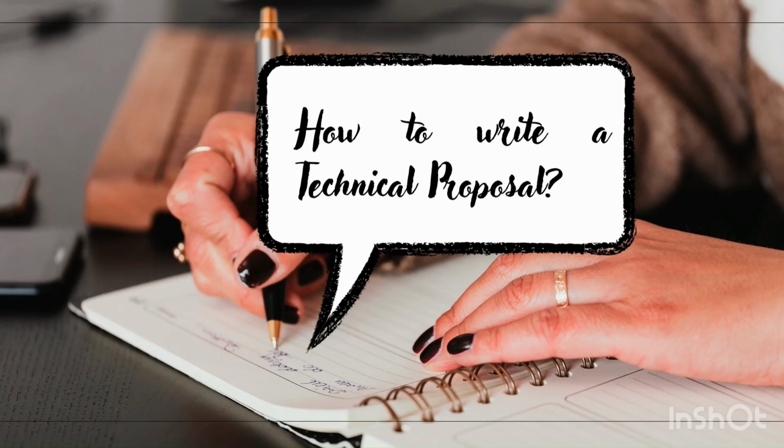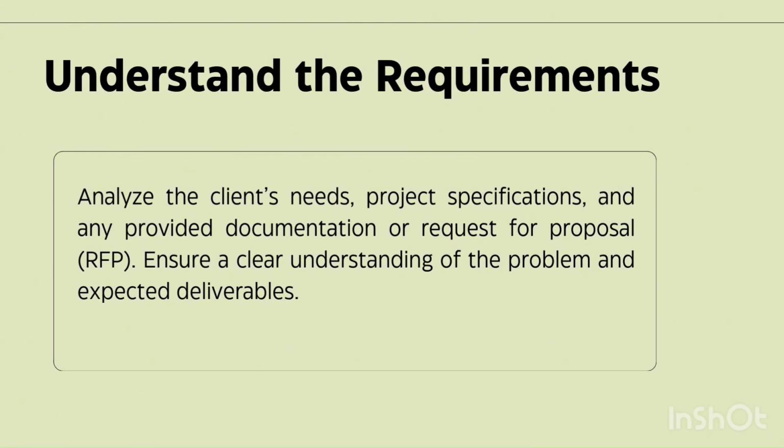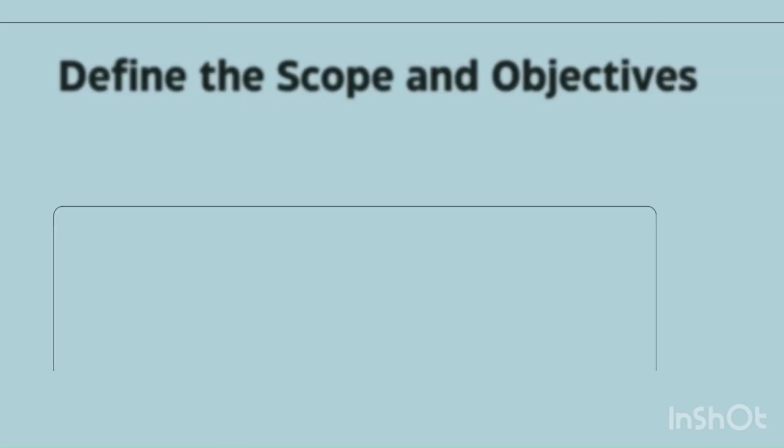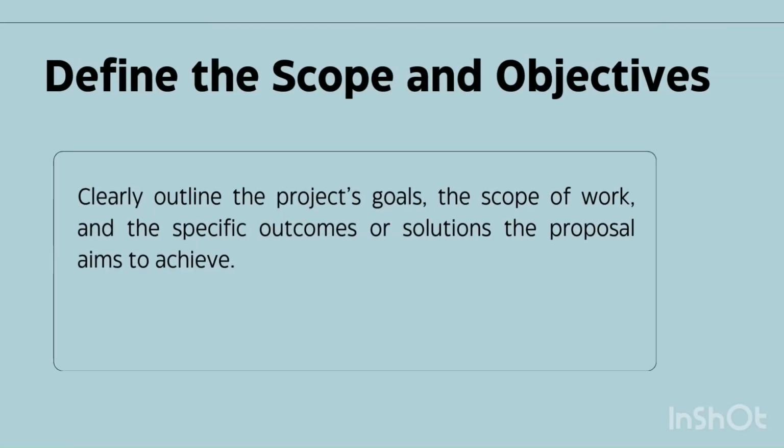Now we will be discussing how to write a technical proposal. First, we must understand the requirements. We must analyze the client's needs, project specifications, and any provided documentation or request for proposal. We must also ensure a clear understanding of the problem and expected deliverables. We must define the scope and objectives. We should clearly outline the project's goals, the scope of work, and the specific outcomes or solutions the proposal aims to achieve.